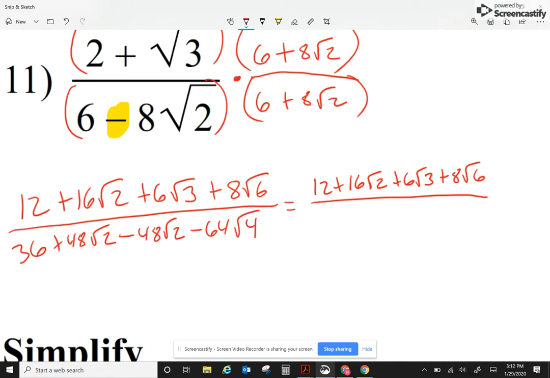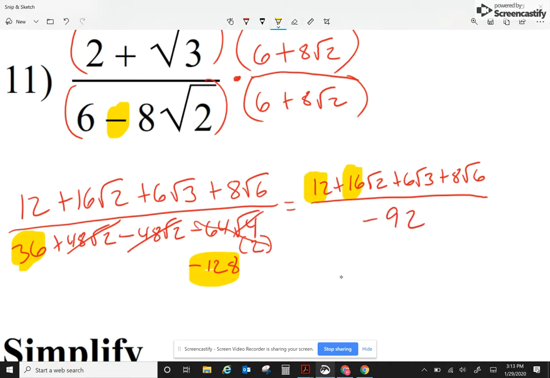Multiply whole numbers with whole numbers, radicals with radicals. Nice thing is that the terms in the center cancel out. The radical that I do have at the bottom becomes a whole number. Square root of 4 is 2. So I see that at the bottom, negative 64 times 2, I have negative 128. I multiply those out. So now when I look at the bottom, I have 36 minus 128, I get negative 92.